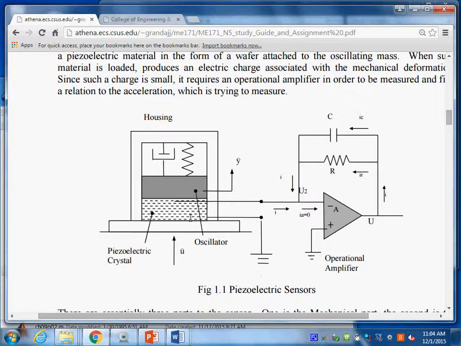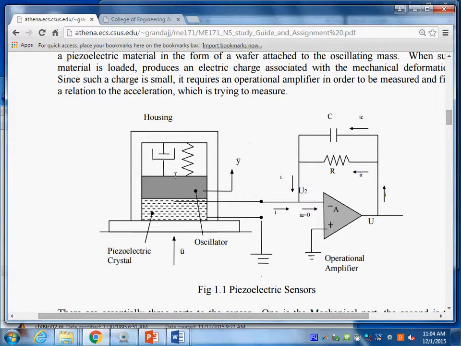Now, piezoelectric materials are very interesting things in nature. They actually produce a charge when they are compressed, or when they sense the change of motion. In this case, compression, they produce voltage. So that's why it's called a piezoelectric device.